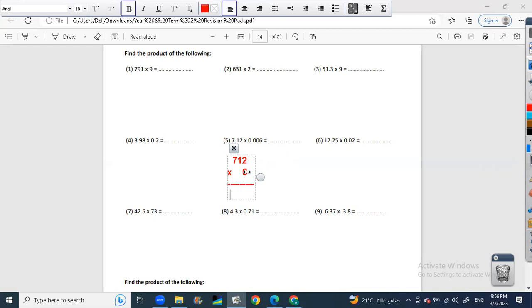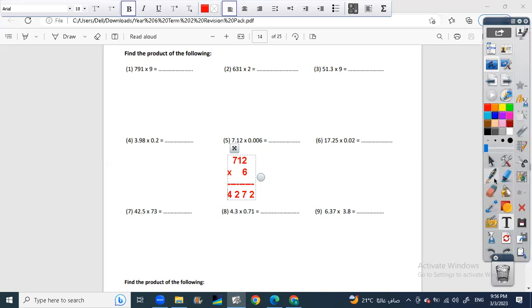And see what the answer is going to be. 6 multiplied by 2 is going to become 12. And I'm going to carry up the 1 in there. 6 times 1 is 6, and 1 is going to be 7. 6 times 7 is going to become 42. So it is 4272. That is the normal multiplication, okay?